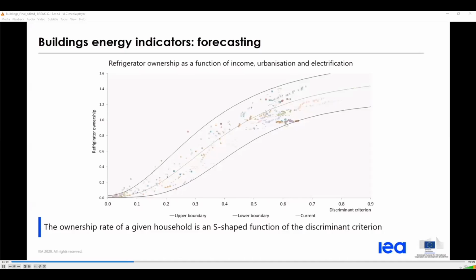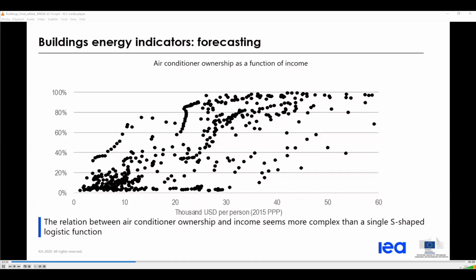And I'll get to a description of the discriminant criterion and how we can draw upon several economic variables to influence and describe this curve in just a minute. But firstly, I would like to go through an example of air conditioning ownership.